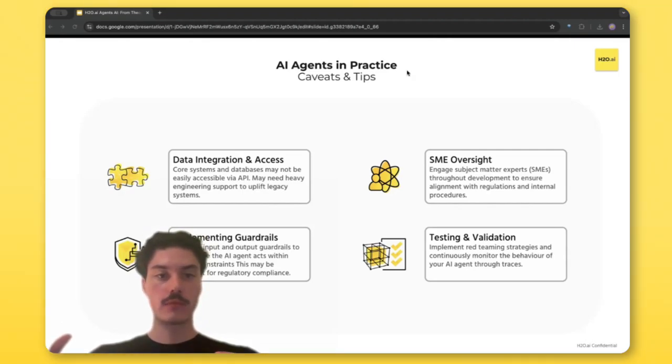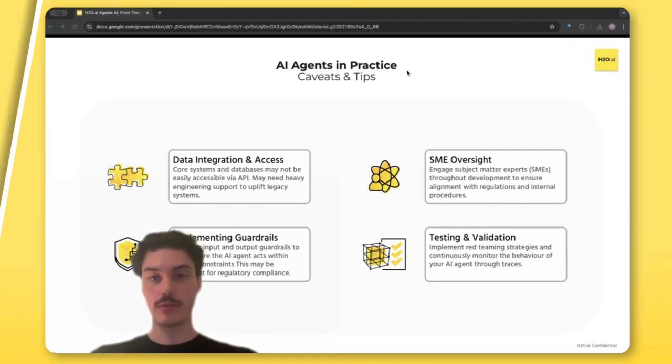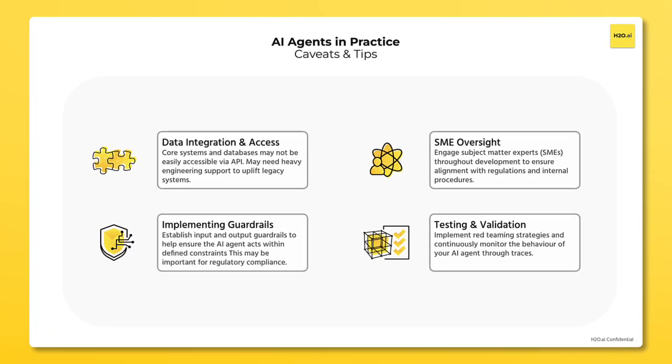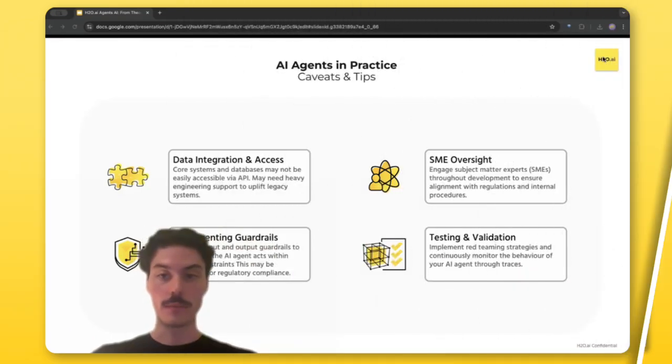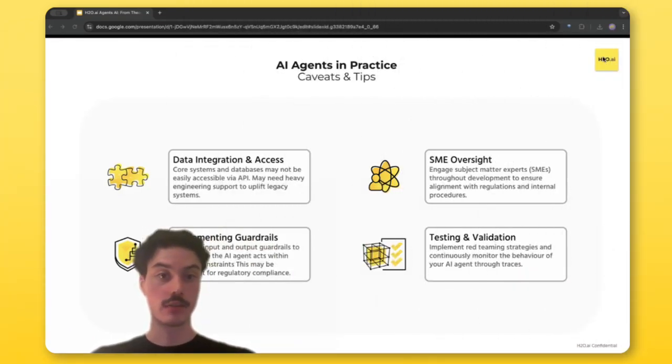And following on from that, the next point I wanted to go into was around SME oversight, so subject matter experts in the loop. This is not only really crucial for AI agents, but for all generative AI use cases as a whole. Particularly for AI agents, subject matter experts ensure that AI agents are built with regulation and internal procedures in mind. Along with that, they also provide really useful feedback, which can guide the development cycle.